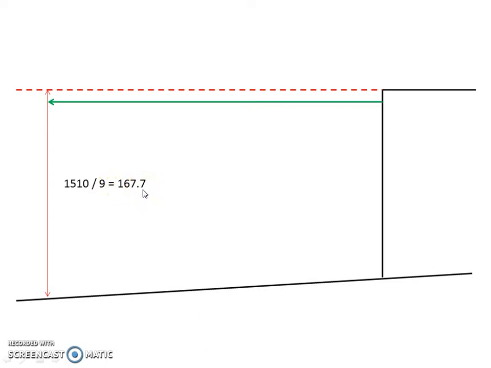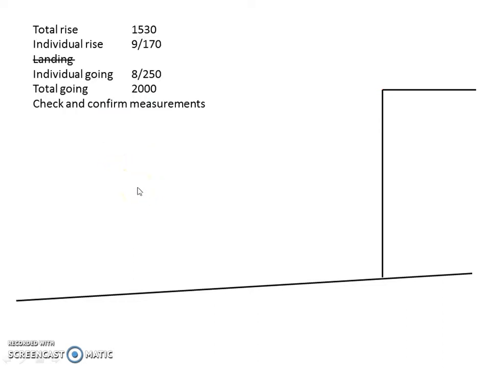And for the sake of 0.3 of a mil, I can round that up just to 168 because it's so close. So this was what I originally wrote down on my piece of plywood. So instead of 1530, I actually now have 1510, and instead of 9 at 170, I'll go 1510 divided by 9, and that gave me my 168. So you'll notice it only changed my rise by 2 mil. Because my estimate was fairly close, it didn't change my rise so much that I have to worry about changing the going. Everything's fine. I just had to adjust that a little bit.